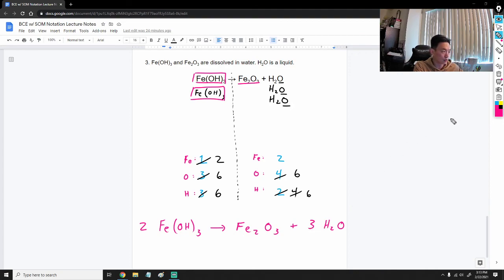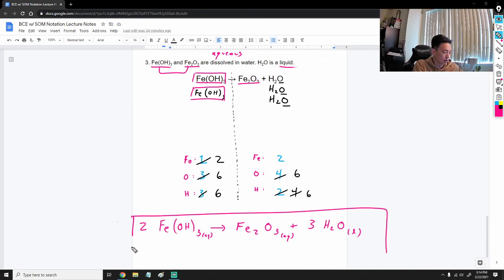And then lastly, we just need to write the state of matter notation. So it says that FeOH3 and Fe2O3 are dissolved in water. If they're dissolved in water, we know that they're aqueous. So we're going to write AQ next to both of them. And then for H2O, it says it's a liquid, so we're going to write an L next to it. All right, there you go. That's going to be the answer for this problem.